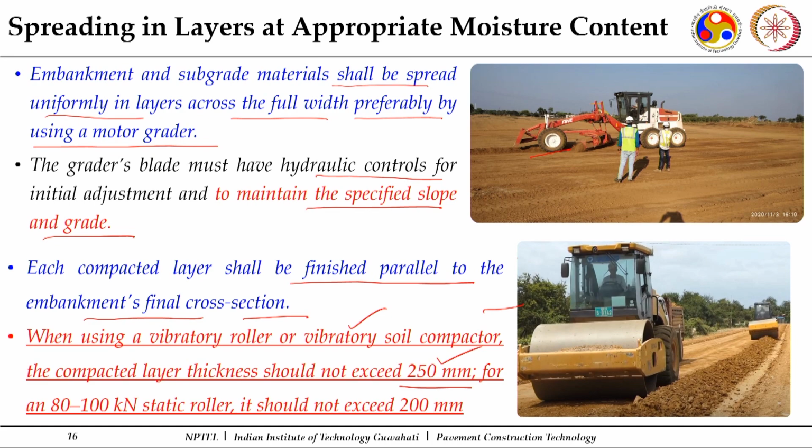So, you will put the loose layer, and it says that if you are using a vibratory soil compactor, it can particularly be good enough to have a compacted 250 mm thickness. If there is a static 80 to 100 kilonewton roller, then you should preferably go for a compacted thickness of 20 centimeter, 200 mm.